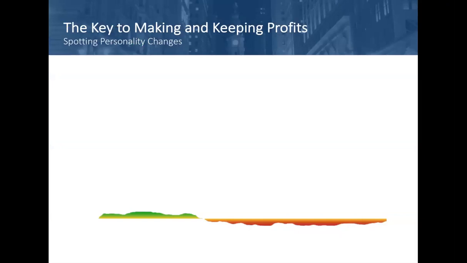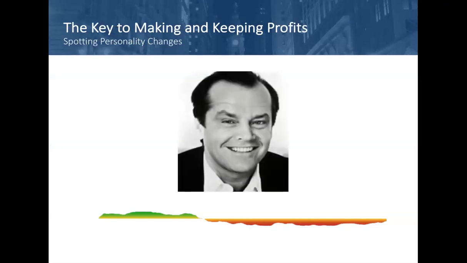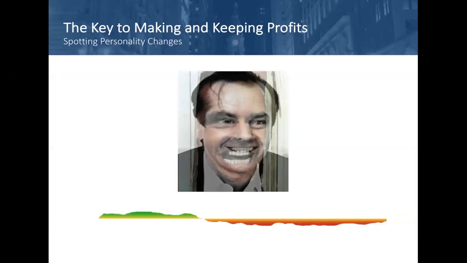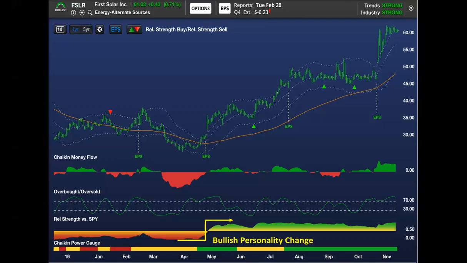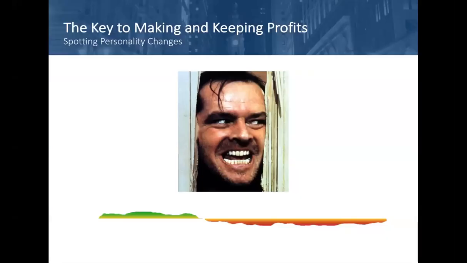Now, the second pattern I'd like you to take away is what I call the key to making and keeping profits, and that's spotting personality changes. We define a personality change as a stock that has been outperforming the market that begins to underperform the market, or vice versa. Now, why is that so important?